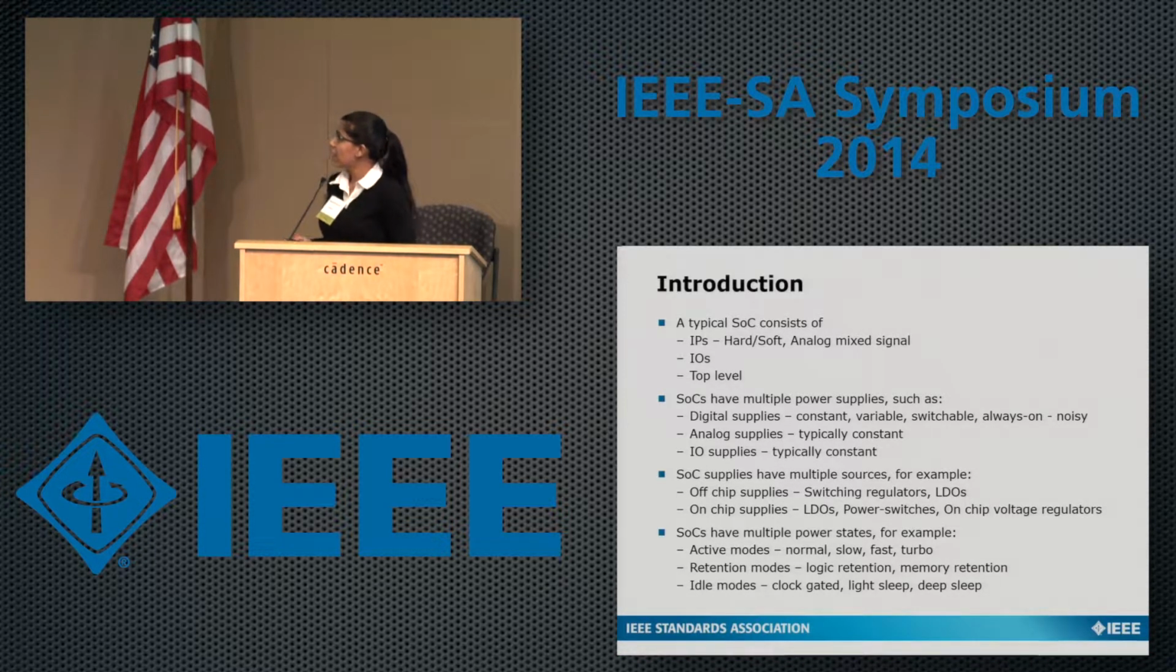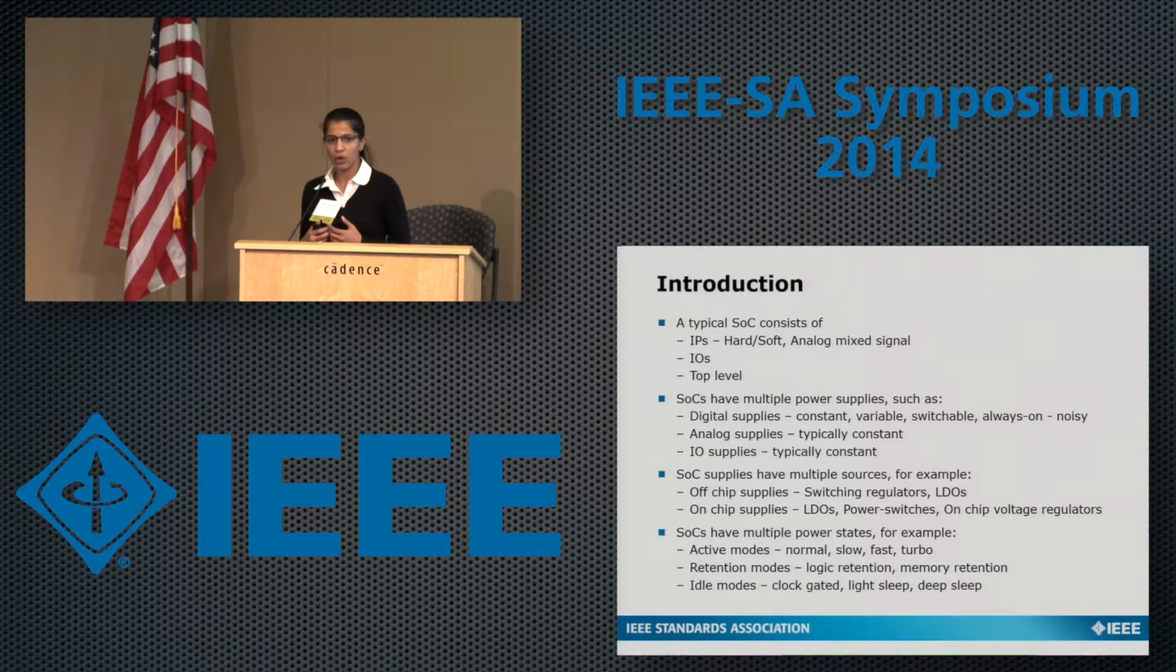The problem with SoCs when it comes to power and power delivery is that they have several different power supplies. You could have digital supplies. These could be constant supplies, variable supplies, switchable supplies, always-on, or noisy supplies. There are analog supplies, which are typically clean and constant. You have I/O supplies, again typically constant, used to power your I/Os. And the sources of these supplies are also different. They could come from off-chip, or they could be on-chip. You could have switching regulators or LDOs generating these supplies, or you could have power switches or on-chip switchers generating these. So how do we model this?